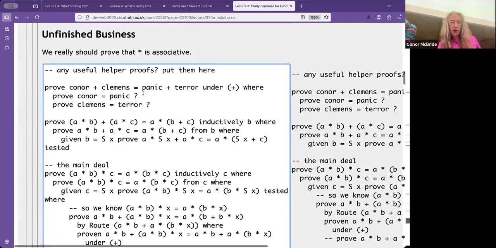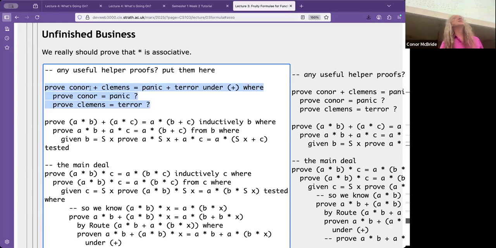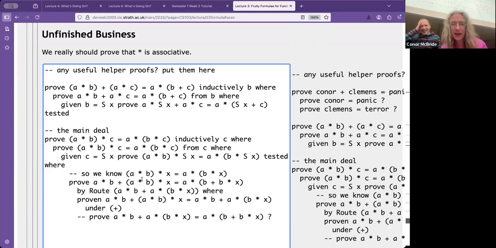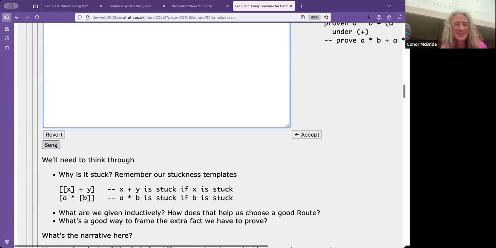Okay, why does it say tested here? Right. So the problem is that my silly goal about Connor and Clemens and Panic and Terror is a very general statement about equations involving plus. So now it thinks we're going to prove that all equations involving plus are true, which is why it thinks this goal is done. So I have to delete Connor plus Clemens equals Panic plus Terror and press send again to get back into the room.